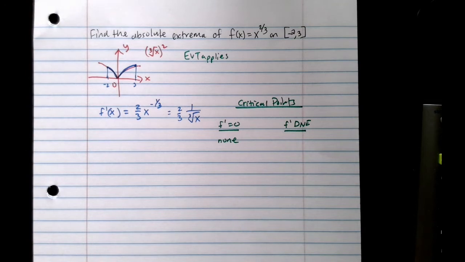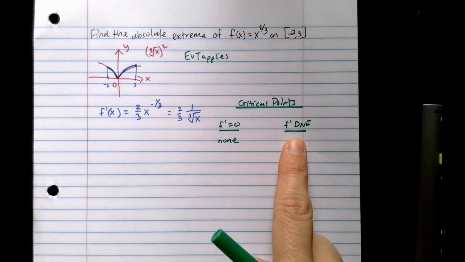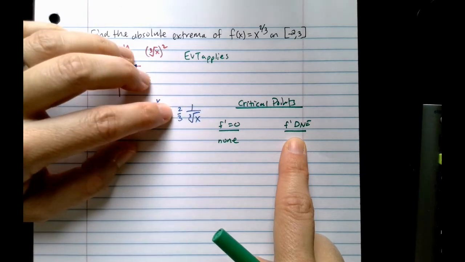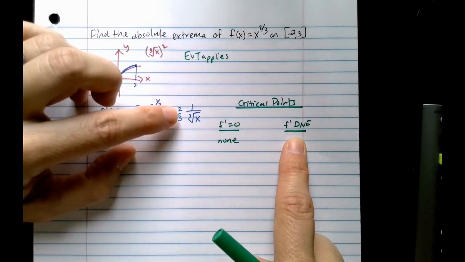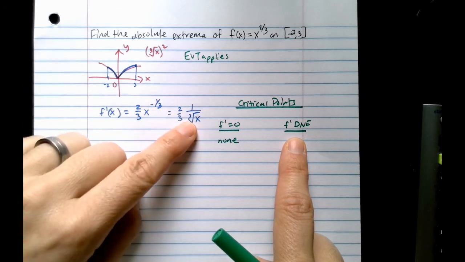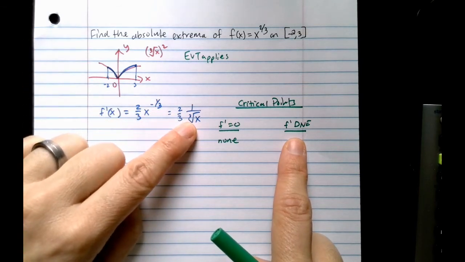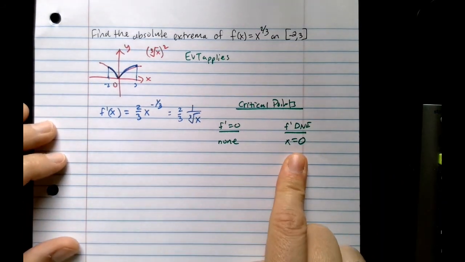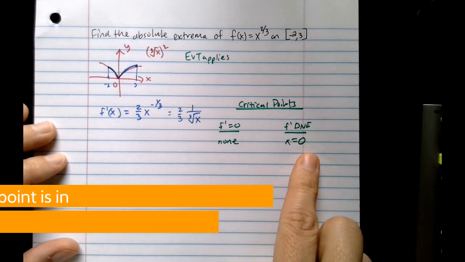Now let's see, when does the derivative not exist? This is asking you for domain restrictions on this derivative here. What's the only number I can't put into this function? This is my derivative. What's the only thing I can't put in? Well, I can't put in 0. So that is when the derivative does not exist. In this particular problem, I only have one critical point.